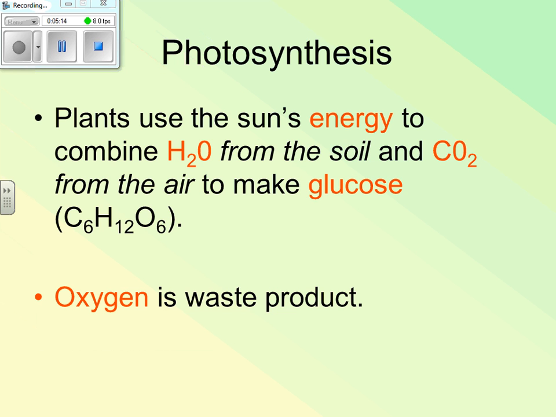So an actual definition or description of photosynthesis: plants use the sun's energy to combine water from the soil and carbon dioxide from the air to make glucose. This is the chemical formula of glucose. You need to get used to this chemical formula. It's just a generic form of sugar, C6H12O6. And then oxygen, of course, is a byproduct. And we'll get into how that actually works here in a few minutes.